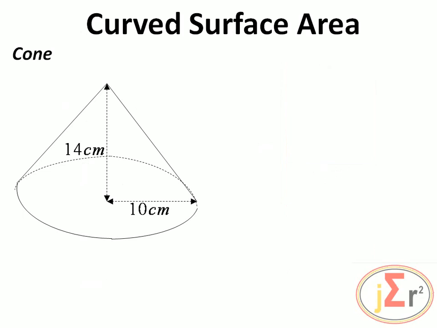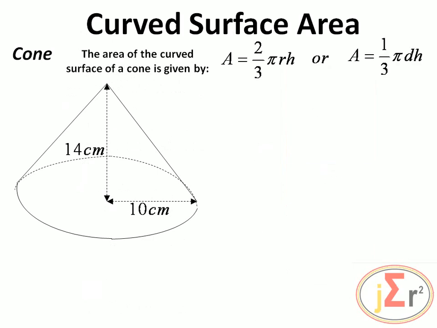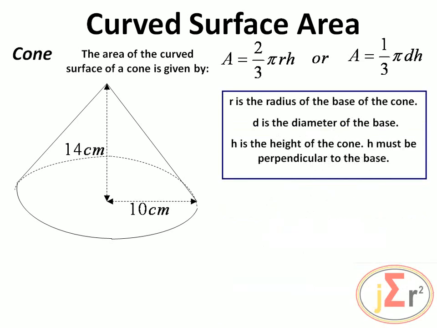So, more area: the curved surface area, that is what we're looking at. We're looking at the curved surface area of a cone, and the curved surface area of a cone is given by A is equal to 2/3 pi r h if the radius of the base is given, and A is equal to 1/3 pi d h if the diameter of the base is given. Of course, we know r is the radius of the base of the cone, d is the diameter of the base of the cone, and h is the height of the cone, where h must be perpendicular to the circular base of the cone.